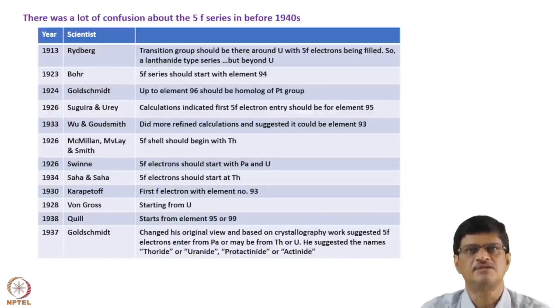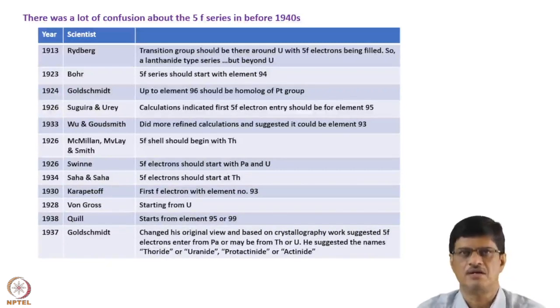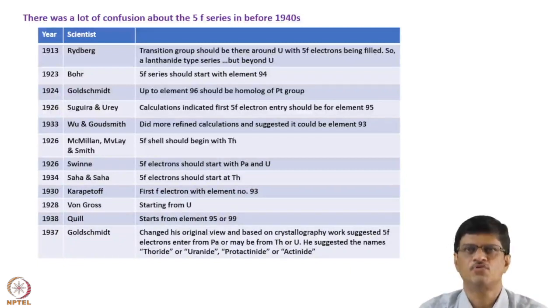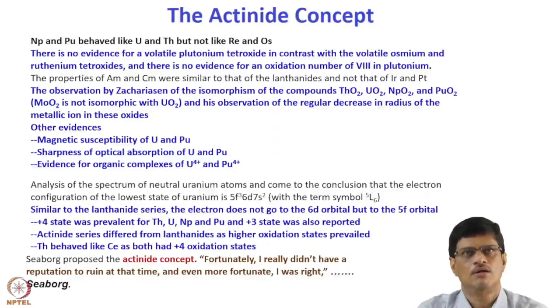In 1937, Goldschmidt changed his original view and, based on the crystallography work, suggested that the 5f electrons enter from protactinium, or maybe thorium or uranium. So, he suggested the name actinide, and also other alternative names like thorite, uranite or protactinide. Now, what is the major objection coming?